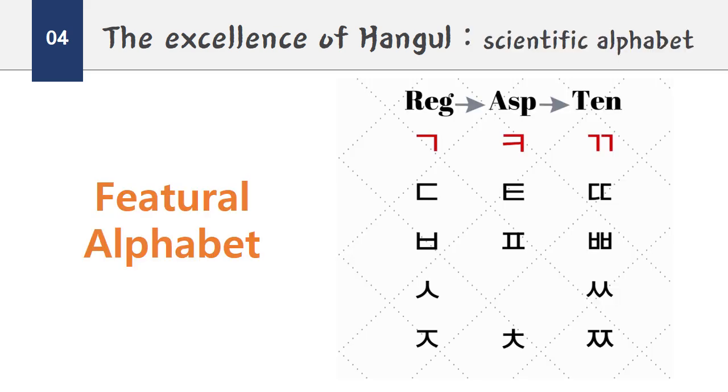Hangul is a very scientific and systematic alphabet. Hangul is classified as a featural alphabet by its nature. Featural alphabets are characters that show the characteristics of a sound within their form. The following is the taxonomy of Hangul's consonants according to their sound characteristics. Can you see the rules of the form? Adding a stroke to the regular sound makes it an aspirated sound. If you write a regular consonant twice, it becomes a tense sound.